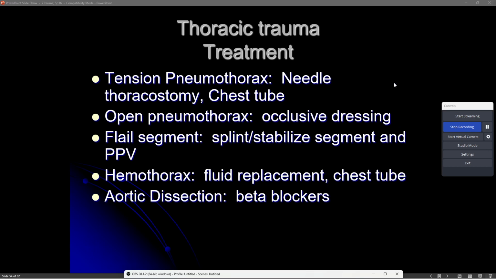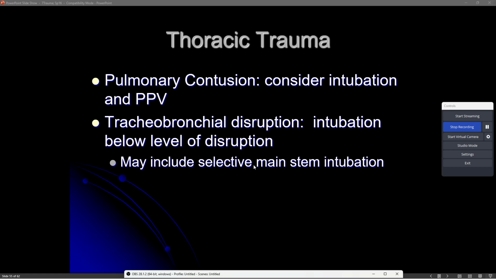We have the thoracic trauma treatment. What else? Needle thoracostomy. We have chest tubes. We have thoracentesis, open pneumothorax, occlusive dressings, flail segments, splint stabilized segments, hemothorax fluid replacement in the chest tube, aortic dissection. We use beta blockers such as metoprolol for that. The list just really honestly keeps going. Essentially, it's this: if you're going to hurt yourself, try and stay away from your lungs and your heart.